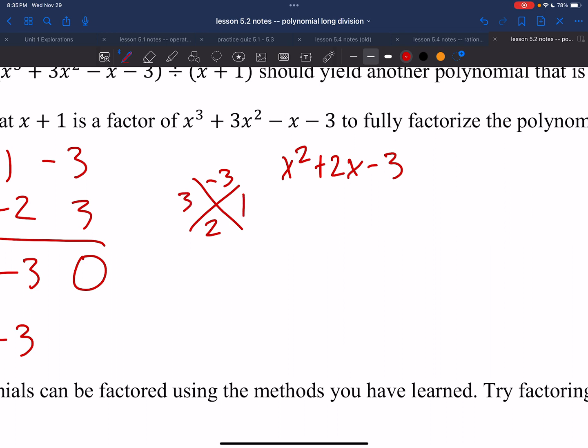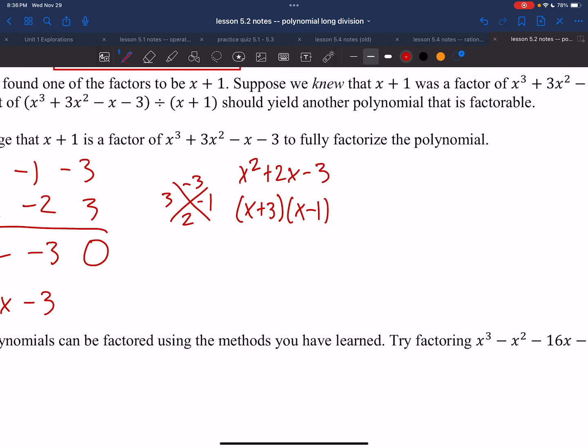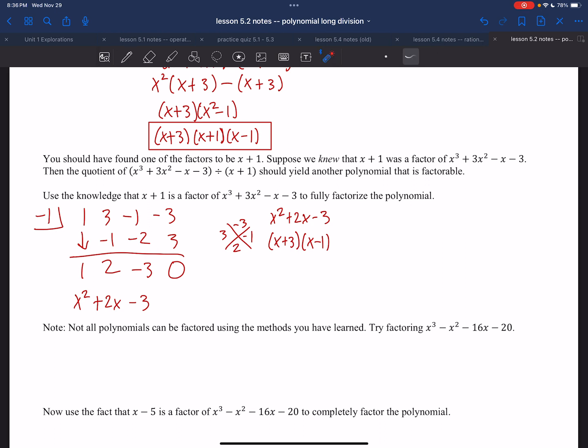3 and 1. Had to think about that for a second. 3 minus 1 is negative 2, right? You could do grouping and so on, but we know we can shortcut this and say it factors as x plus 3, x minus 1. So basically what you've done is you divided this by a known factor, got a new polynomial that was easily factorable, right? So we factored that pretty easy, and now you know the full factorization, right?